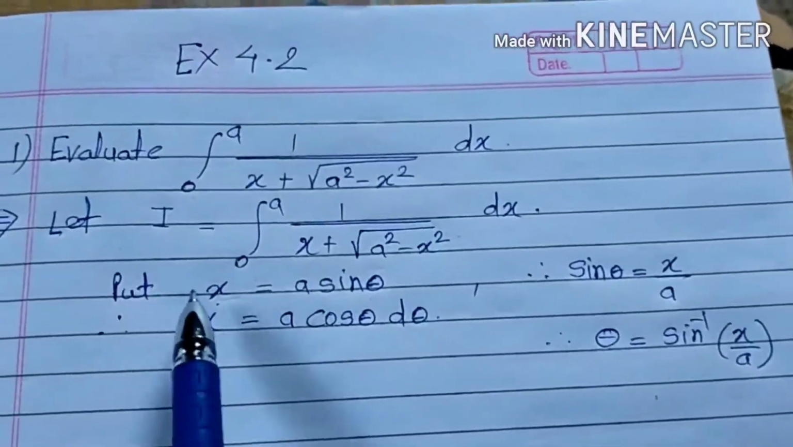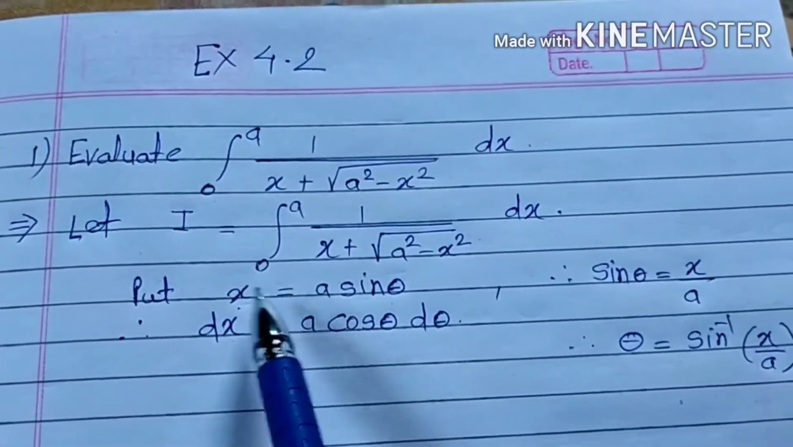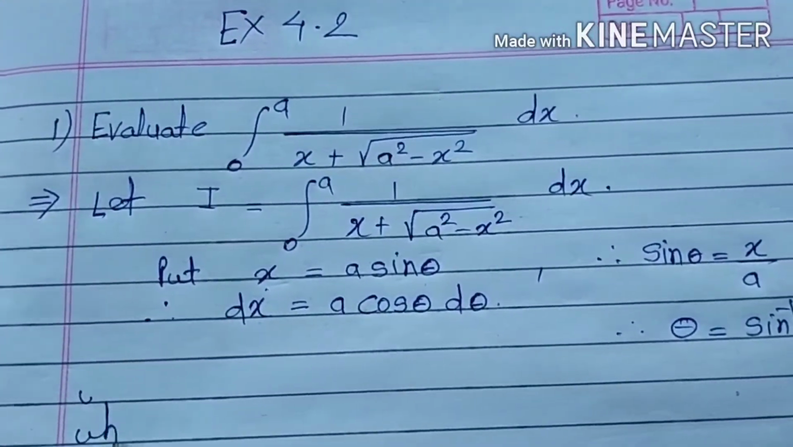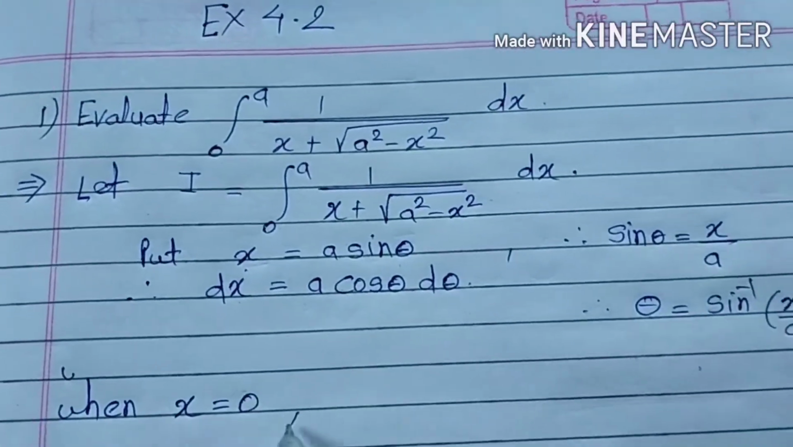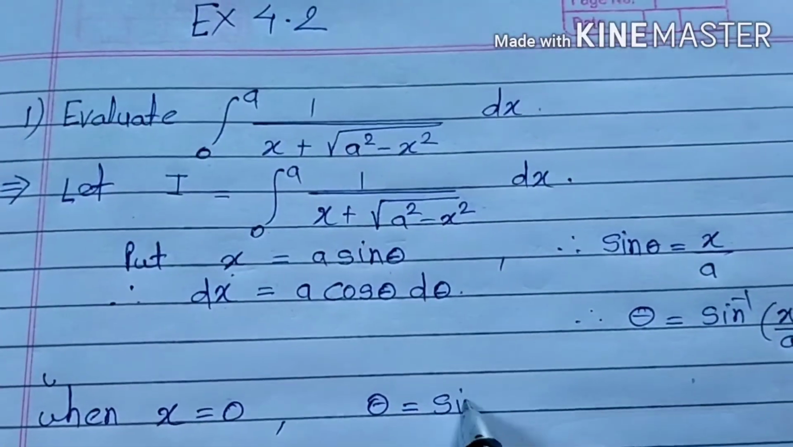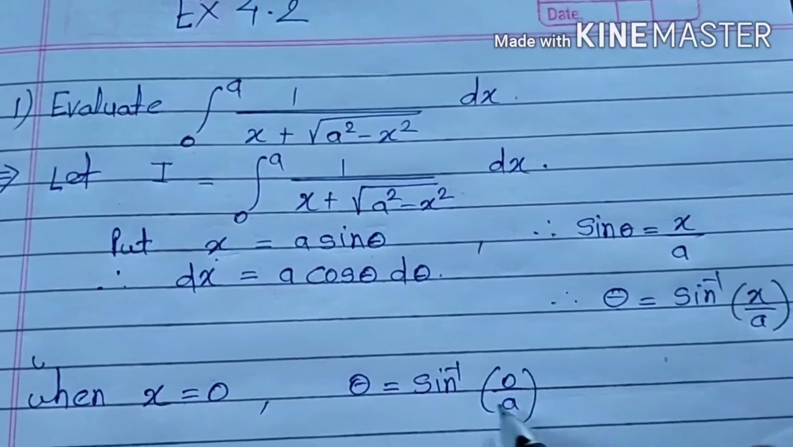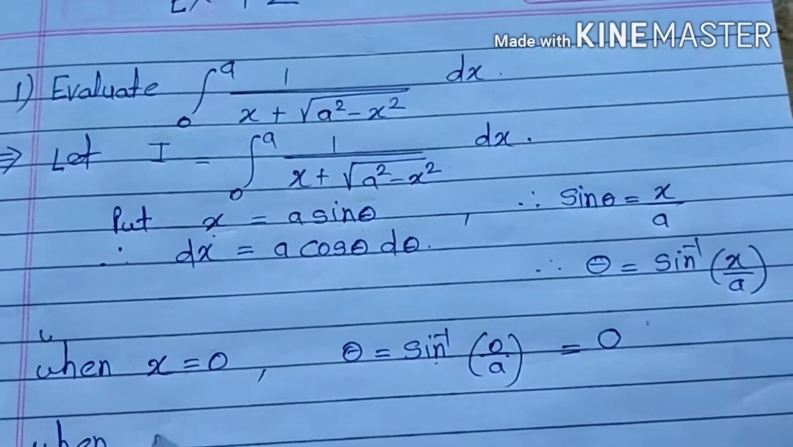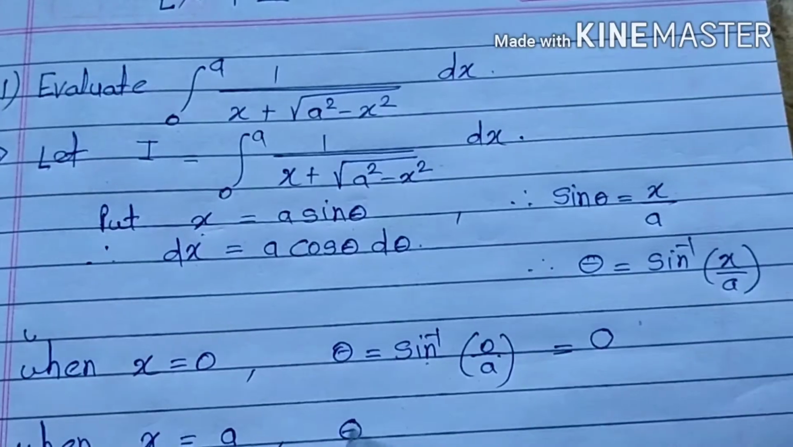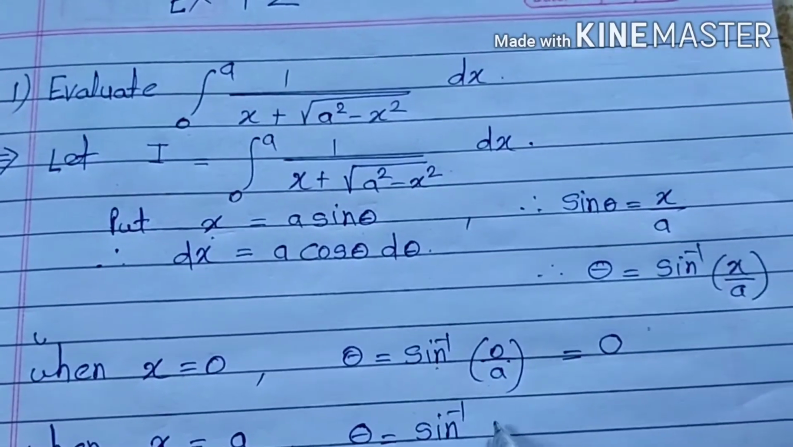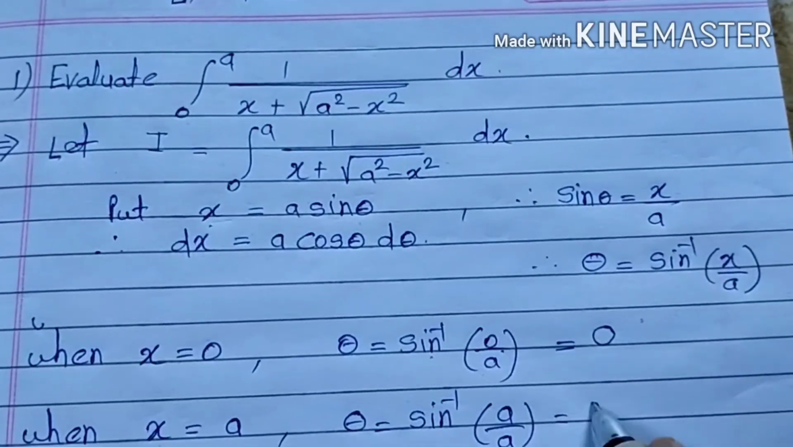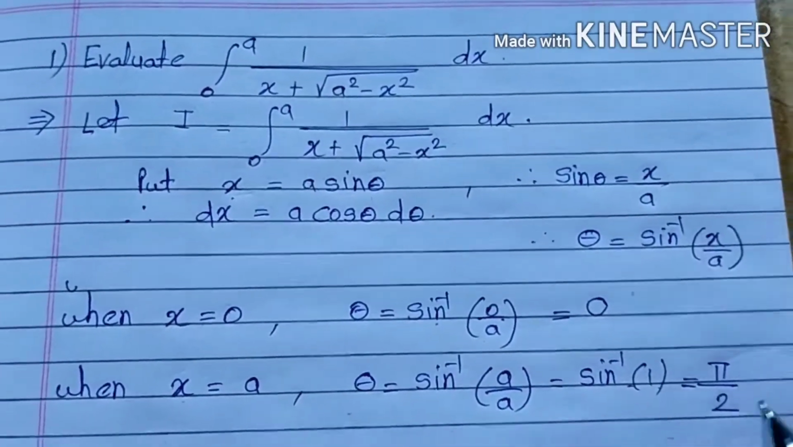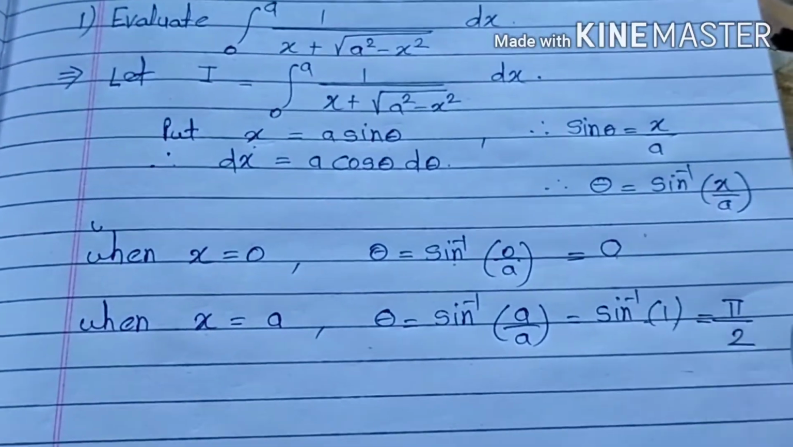Now we know that when we substitute, we have to change the limits. So when x is equal to 0, theta is equal to sin inverse 0 upon a, which means sin inverse of 0 is 0. When x is equal to a, then theta is equal to sin inverse a upon a, which means sin inverse 1, and we know that sin inverse 1 is pi by 2. So our new limits are 0 to pi by 2.